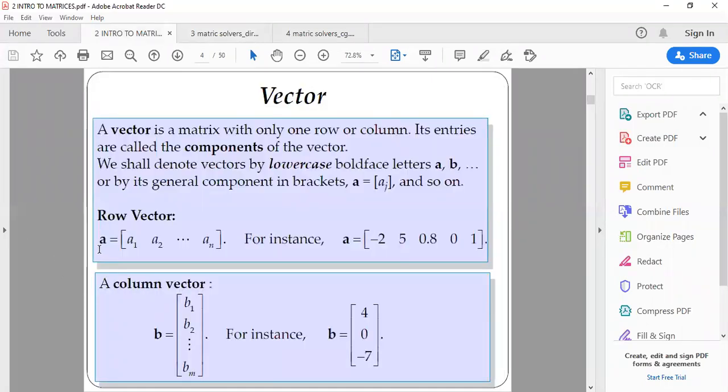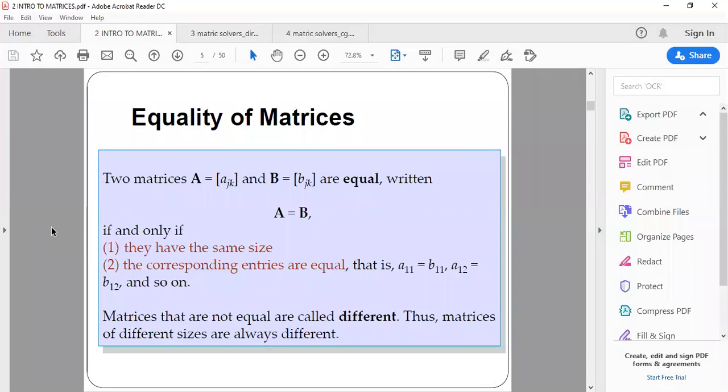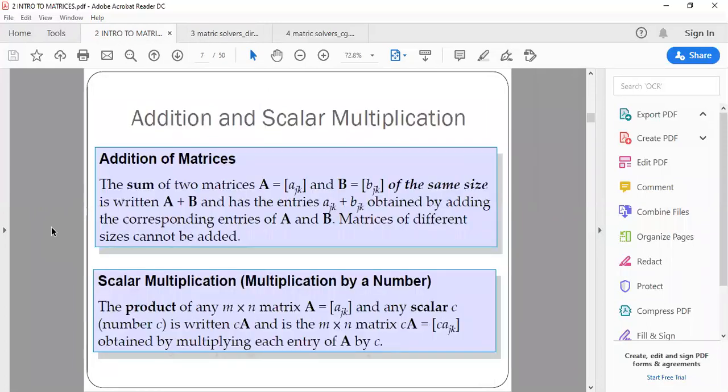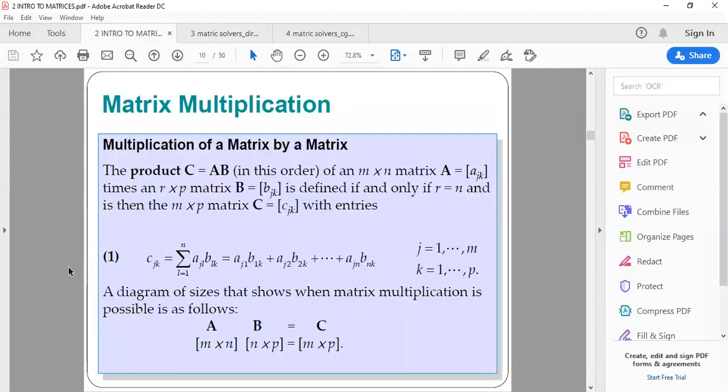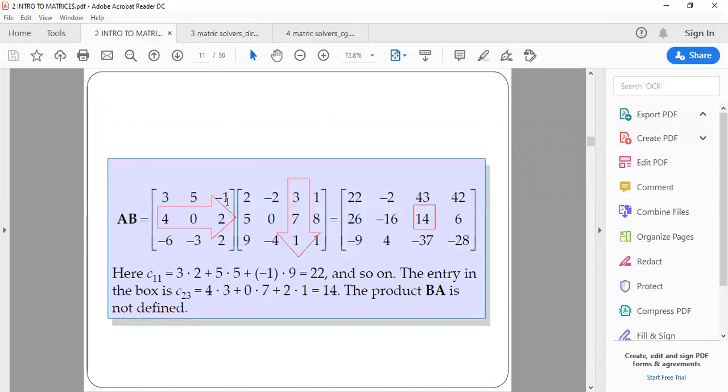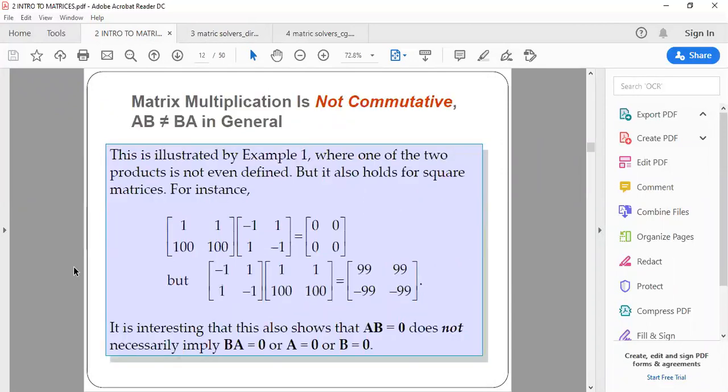What is a vector? A row matrix or a column matrix. An n cross 1 or 1 cross n matrix is called a column vector or row vector. Then there is equality of matrices, how we add matrices, and how we multiply them. Matrix multiplication is done row into column. Then there is the non-commutative property: AB is not equal to BA.